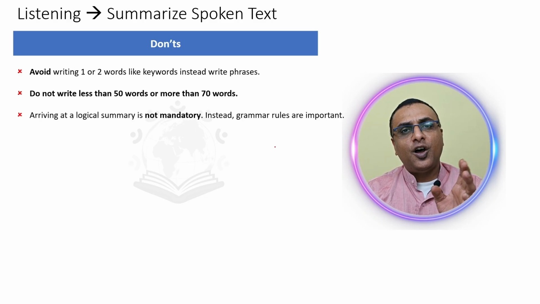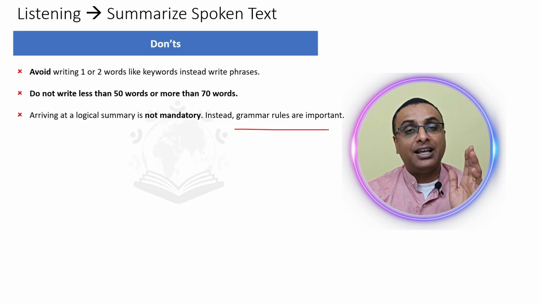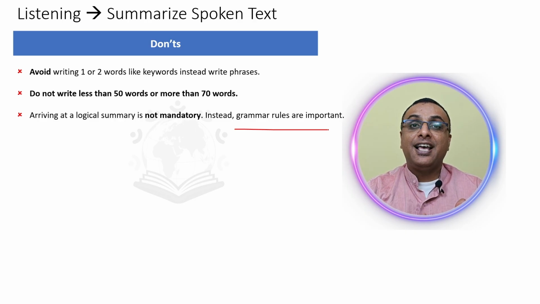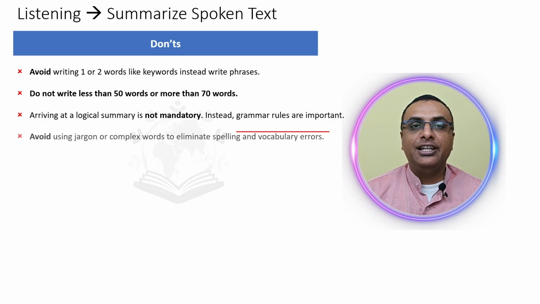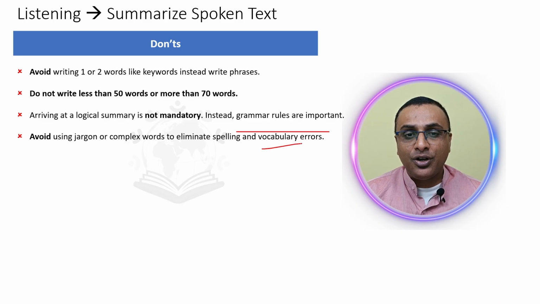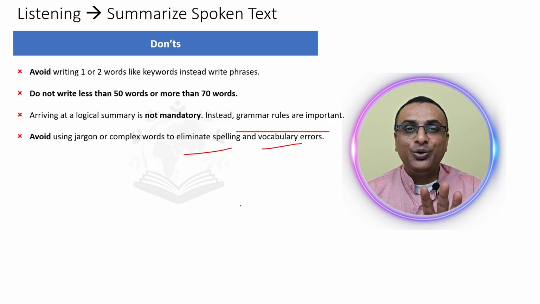Next, arriving at a logical summary is not at all mandatory. Instead, PTE will look only for grammar rules, whether you are sticking to the form, punctuation, spelling, and vocabulary along with the content. Only then will PTE award you a good amount of marks for your response. Last but not the least, avoid the usage of jargon or complex words. You will end up conveying a very different meaning in terms of vocabulary and spelling. You may type incorrect spelling. So avoid this particular mistake at any cost. So these are the don'ts for the Summarize Spoken Text question.